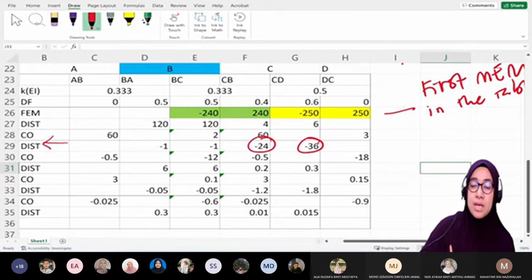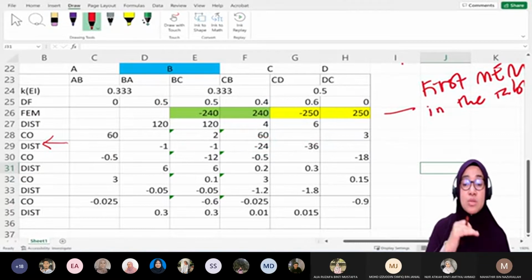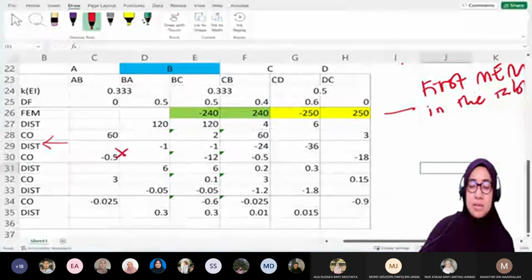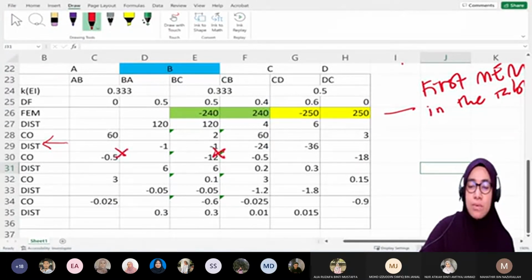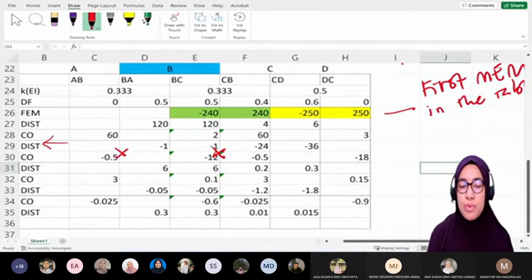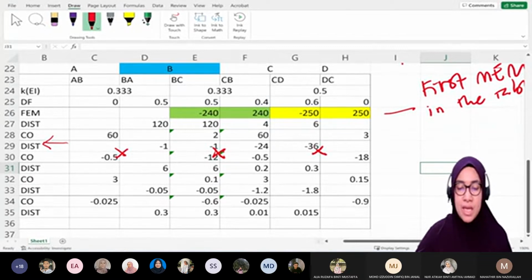Okay, so then we carry over again. Carry over must cross boundary. Carry over must cross boundary means this is the boundary. So we get negative 0.5 and then negative 12 come from negative 24, negative 0.5 again, and then negative 18 come from negative 36.